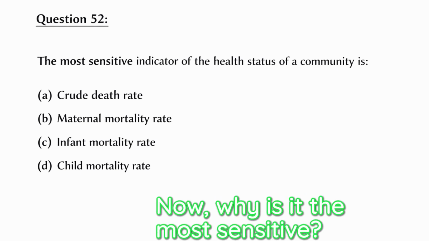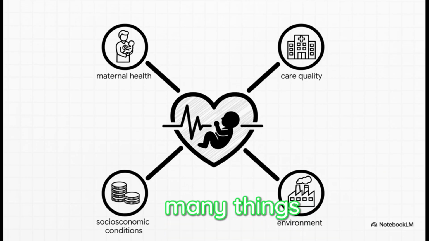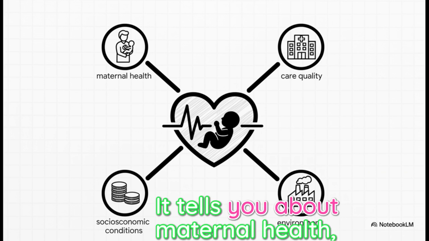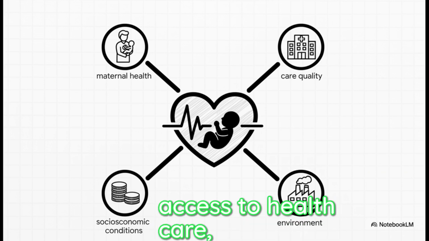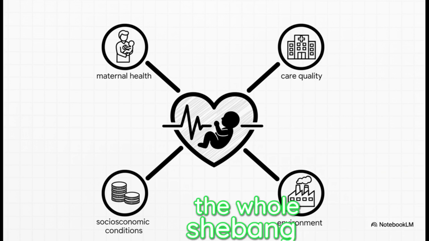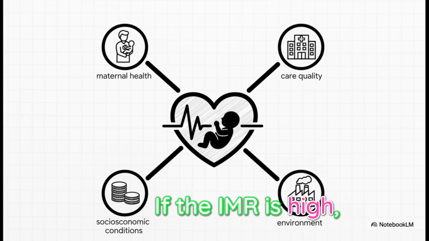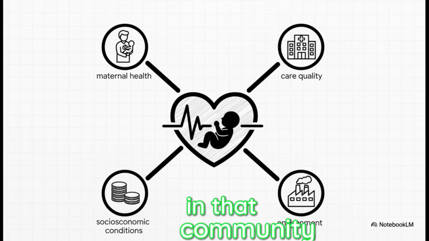Now, why is it the most sensitive? Because it's a reflection of so many things at once. It tells you about maternal health, nutrition, access to healthcare, sanitation, education, the whole shebang. If the IMR is high, you know there are deep-seated problems in that community.